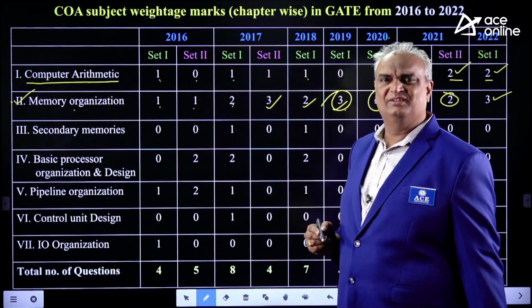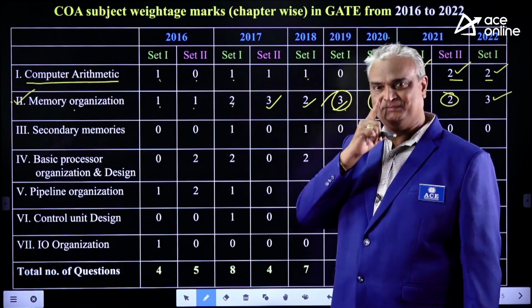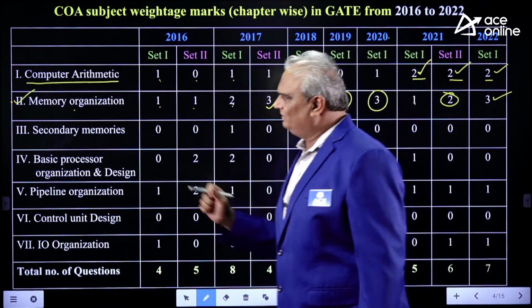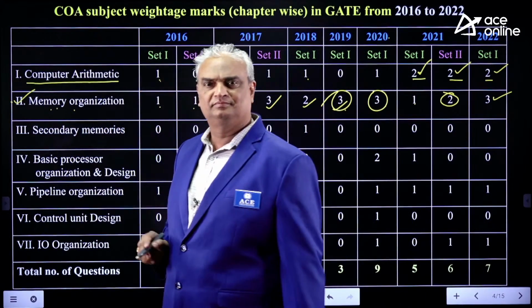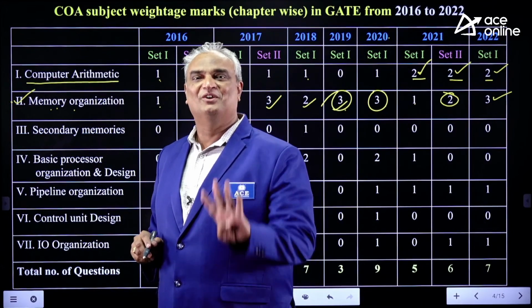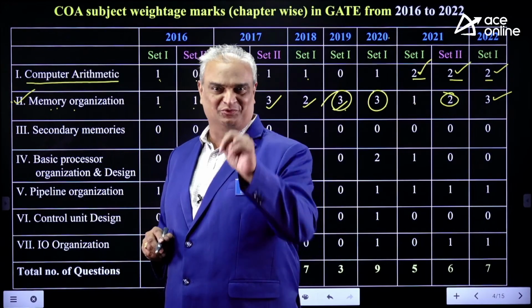Means definitely we expect minimum 2 questions only from memory organization. It is the importance and energy. If we prepare the memory organization topic well, definitely we will get minimum 4 marks. 2 questions means, in most cases, it would be 2 marks questions.